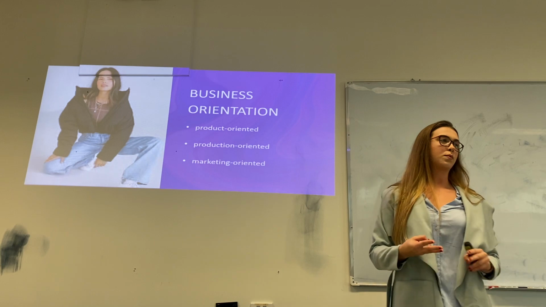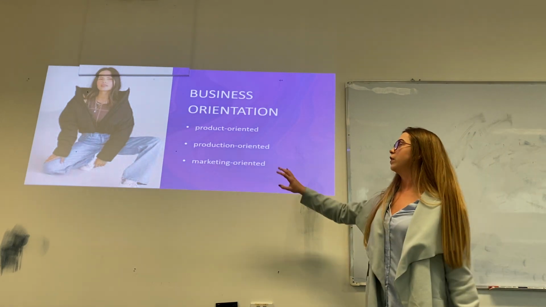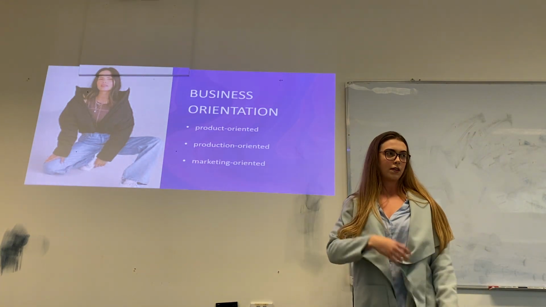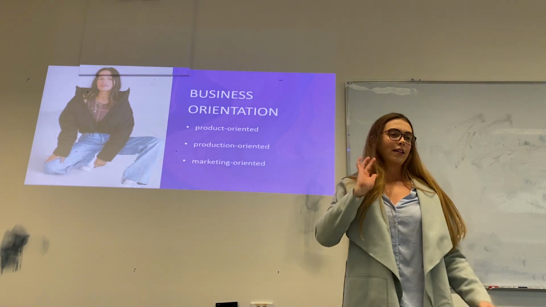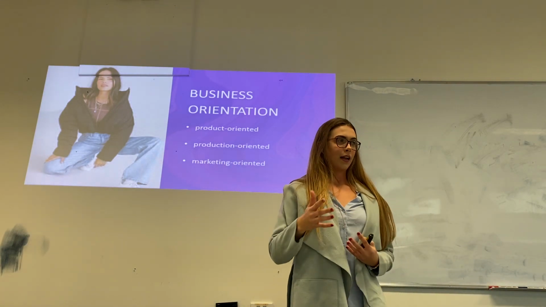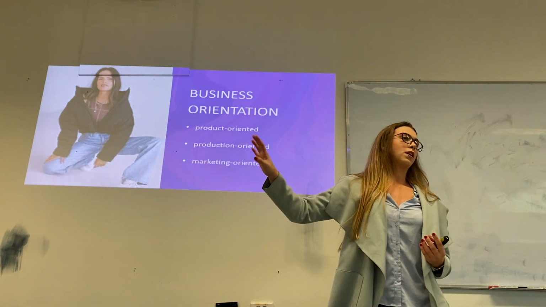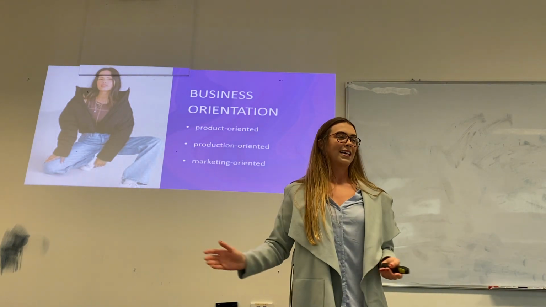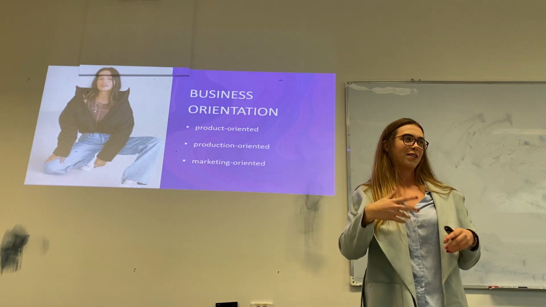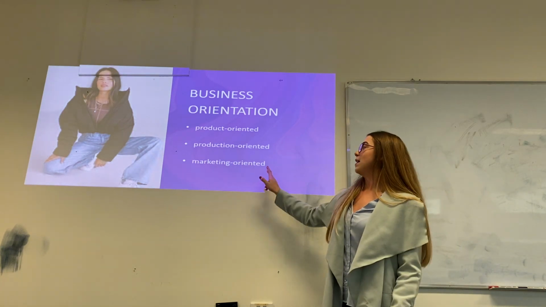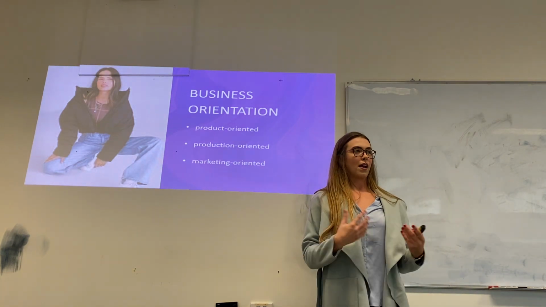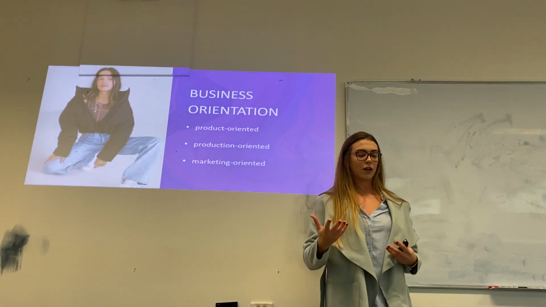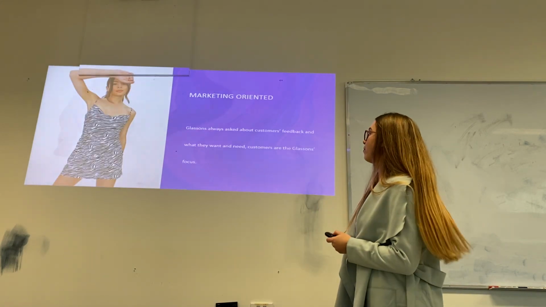And we have three types of business orientation. The first one is product orientation, where they just care about the product, like the quality. Production oriented is when they just want to produce more and don't mind about the quality. And market oriented is when they care about the marketing and they care about the customer reviews as well.